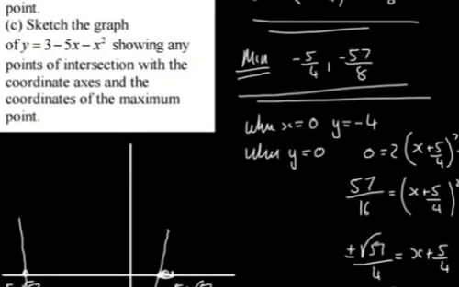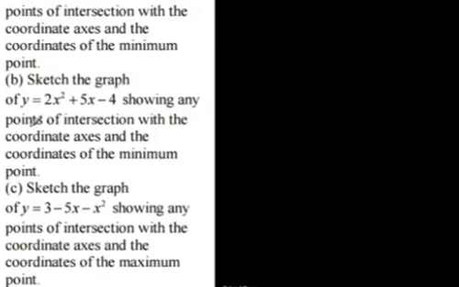Right, okay, let's go ahead now and look at the next one. We need to sketch a graph of y is equal to 3 minus 5x minus x squared, showing any points of intersection with the coordinate axis and the coordinates of the maximum point.